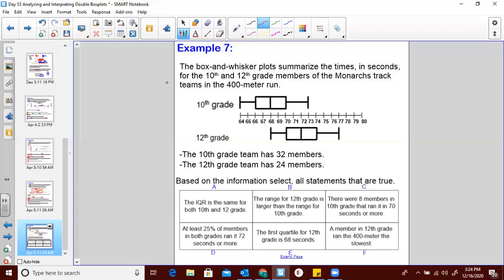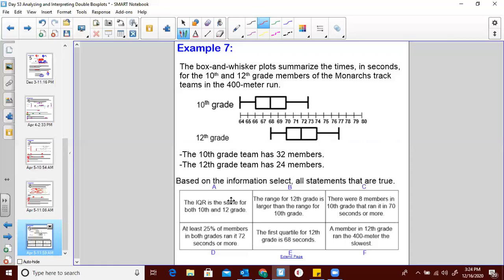All right, so let's look at the first possible answer. Remember it says, based on the information, select all statements that are true. This is a select all. That means that you have to select every answer that is correct. If you miss one, it will not count. If you pick an extra one that is not correct, also none of your work will count. So this is one where you have to be extremely accurate and select all.